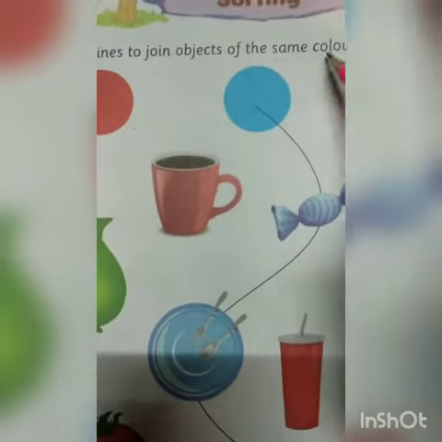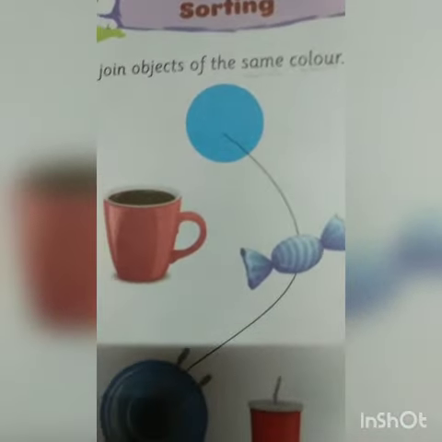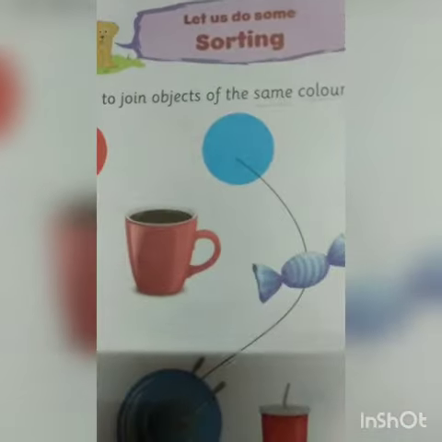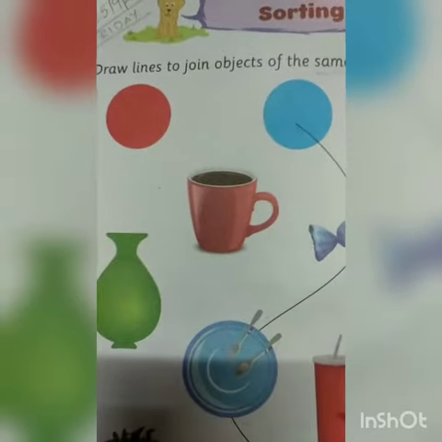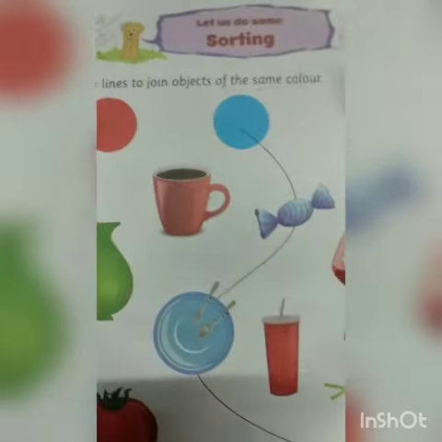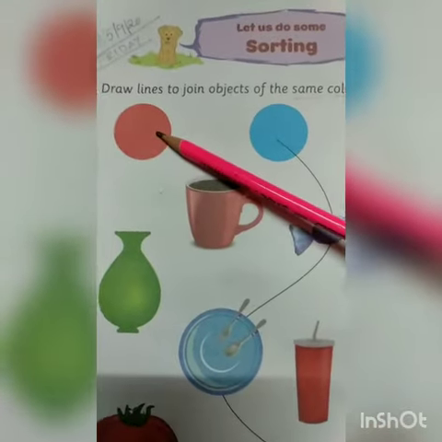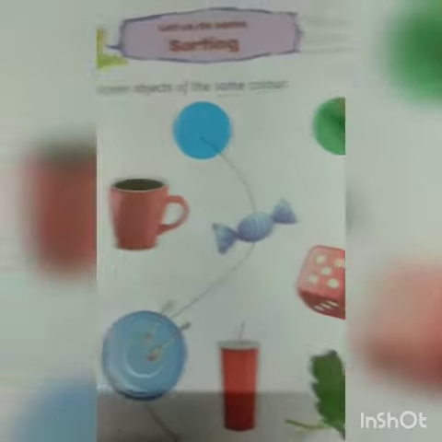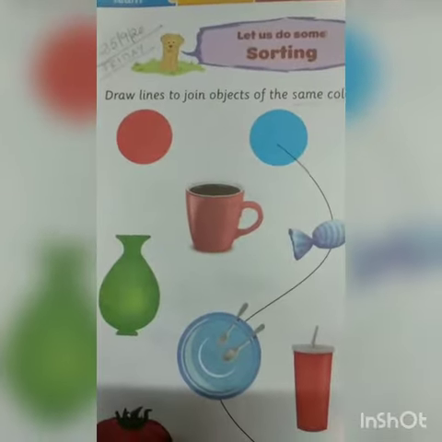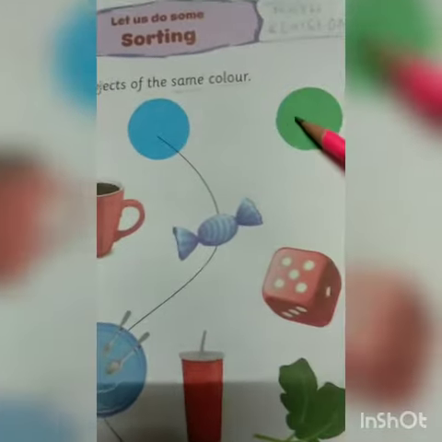Same color means same color. What is the meaning of same color? Same color means one color. So at first you have to identify the colors. This is red color, this is blue, and this is green. Okay, now we repeat it again. We just identify the colors: red, blue and green.